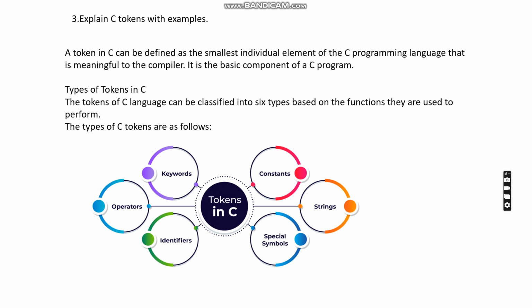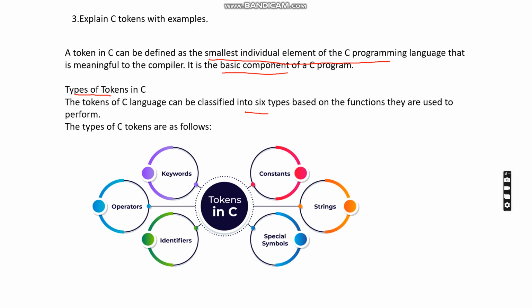A token in C can be defined as the smallest individual element of the C program. The smallest part which can be easily understandable and meaningful to the compiler. It is a basic component of the C program. If you take any basic component which can be understood by the compiler, those are called a token. In the C language, the tokens are categorized into 6 types. They are the keywords, operators, identifiers, constants, strings, as well as the special symbols.